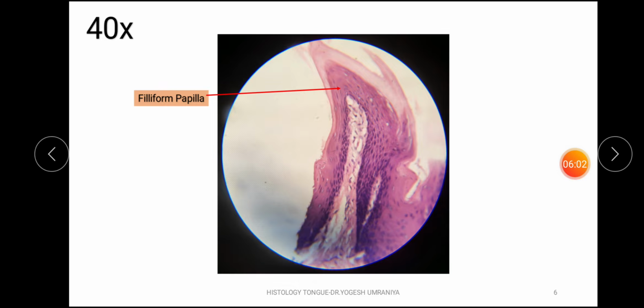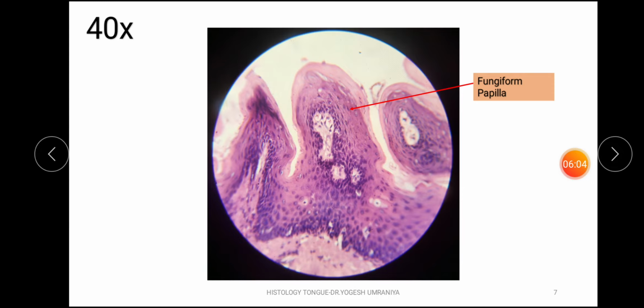Next one, that is the same image under the 40x, but here you can see the papillae is different. Okay, this is the fungiform papillae. Normally they are situated in closer relation with the filiform papillae. So here you can see this is the filiform papillae, and this one is the fungiform papillae, that is the mushroom shaped projection underneath the epithelium by the lamina propria. Okay. On the top surface you will see the taste buds.